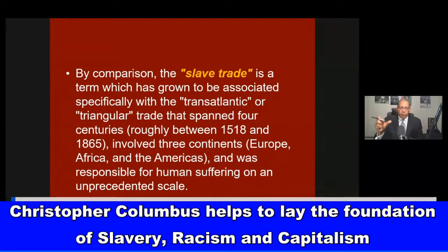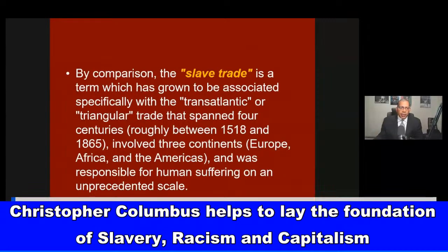By comparison, the slave trade is a term which has grown to be associated specifically with the transatlantic trade or the triangular trade that spanned centuries. It goes back to 1441, but some people put it at 1518 because that deals with the Asiento de Negros of August 1518, signed by King Charles V of Spain, which drastically expands the transatlantic slave trade and increases the need for enslaved African labor. This involved 3 countries, 3 continents, Europe, Africa, and the Americas, and was responsible for human suffering on an unprecedented scale.